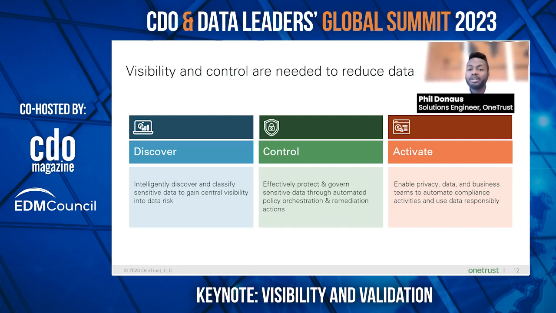But the goal is we need to be able to start to implement, whether it's a data governance council or the privacy organizations or the data organizations within our businesses, to be able to decide, organize, and then to execute this plan on how you're going to reduce this data risk. And to leverage automation is only going to make that experience a lot easier. So enabling privacy and data business teams to automate compliance activities and to be able to use that data responsibly.